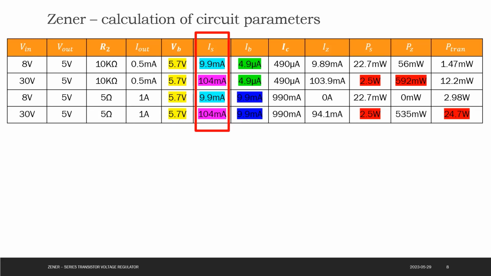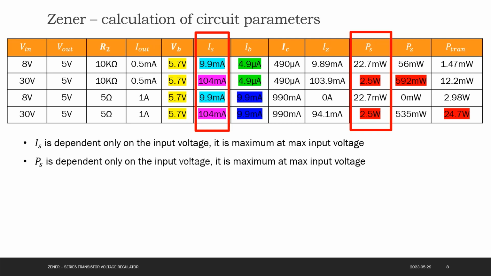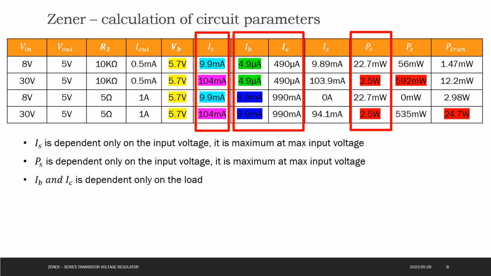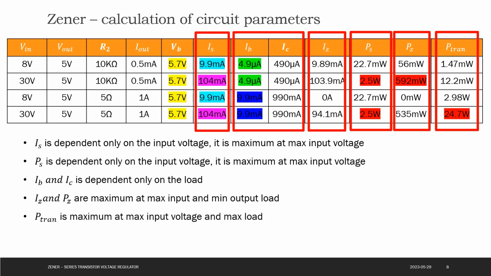It can be noticed that IS current is dependent on the input voltage. It is maximum at maximum input. Power of the resistor RS also depends on the input. Power is maximum at maximum input voltage. IB and IC are only dependent on the load. IZ and PZ are maximum when input is at its maximum and load at minimum. Transistor power loss is maximum at maximum input voltage and maximum load.